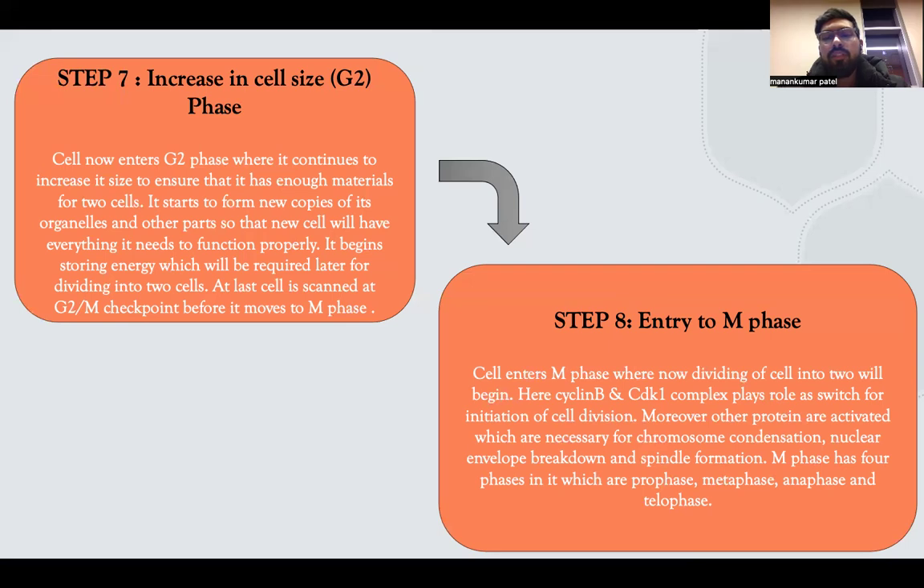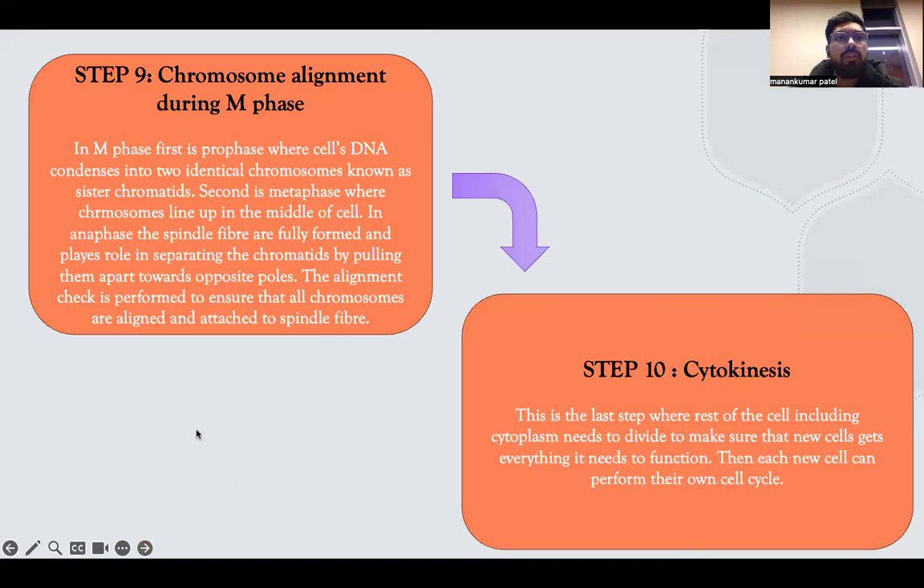M phase has four phases in it, which are prophase, metaphase, anaphase, and telophase. In prophase the chromosomes will align at the center, and then in metaphase the spindle will touch them, and in anaphase they will pull apart to each of the poles, and in telophase the nucleus will be divided into two daughter nuclei. These are the four phases that happen inside M phase. Now moving on to our next topic, chromosome alignment during M phase.